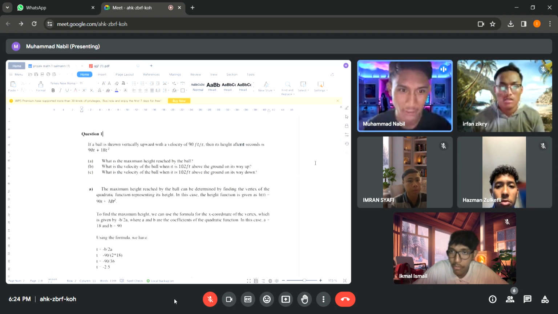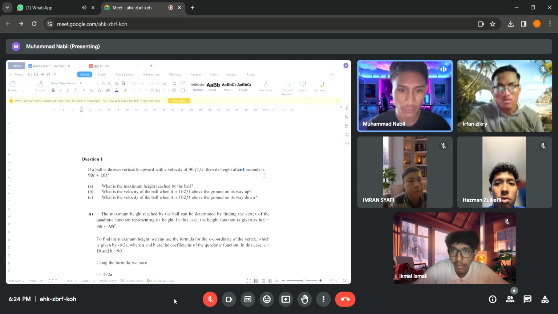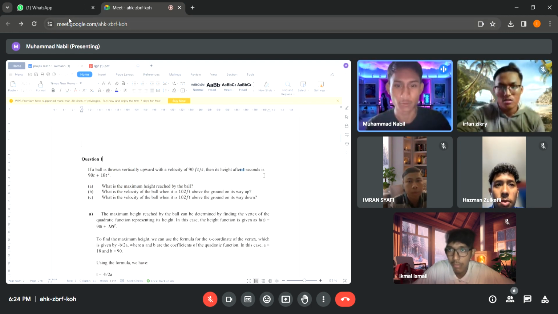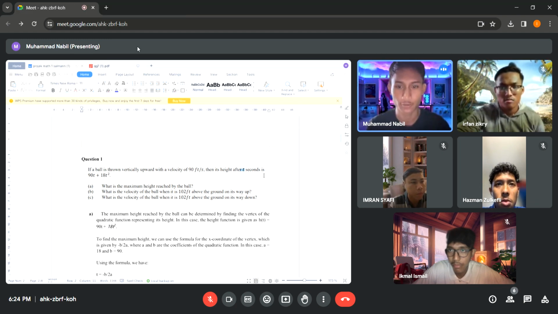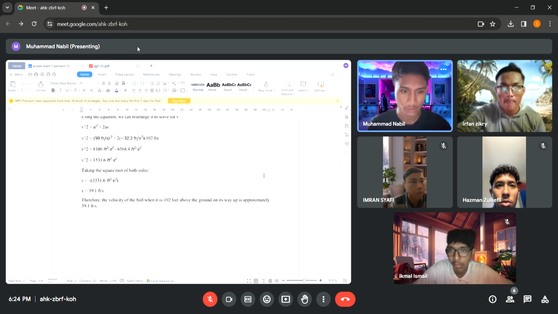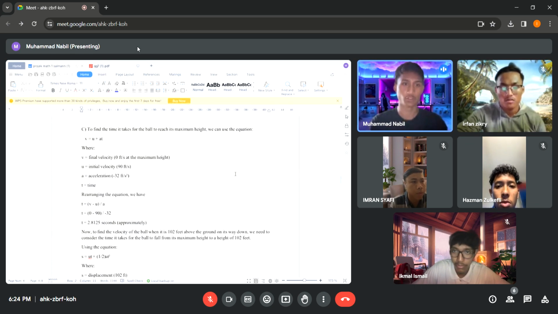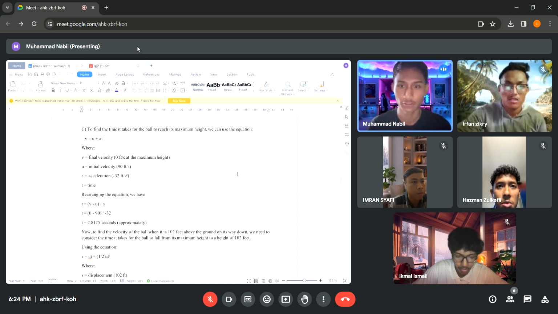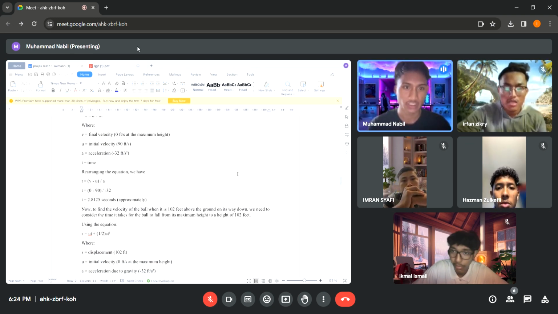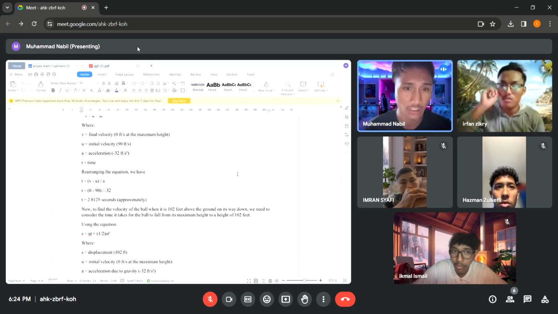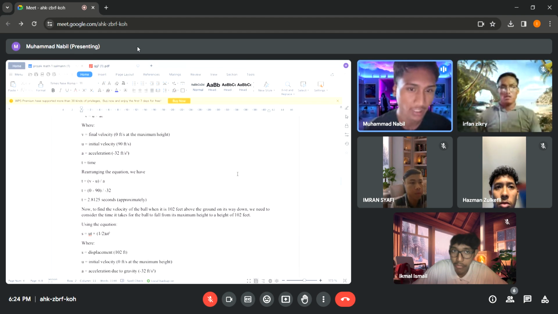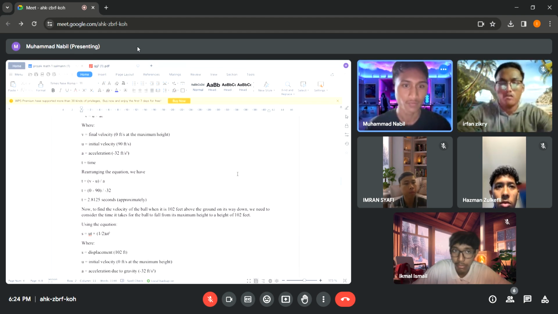Moving to our next question, which is C. What is the velocity of the ball when it is 102 feet above the ground on its way down? So first of all, we need to find the time it takes for the ball to reach its maximum height. We can use the equation V equals U plus AT, where we already have V final velocity, U initial velocity, A acceleration negative 32, and T time. We rearrange the equation.